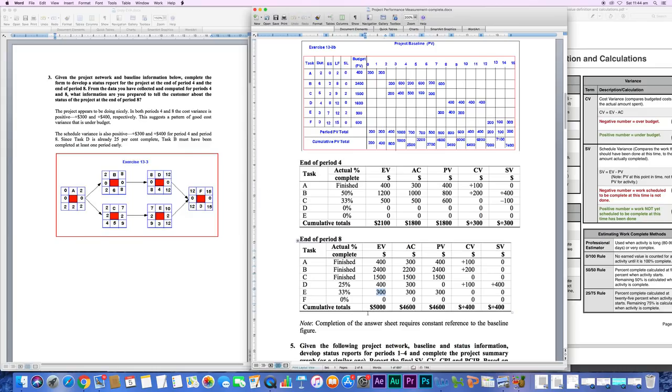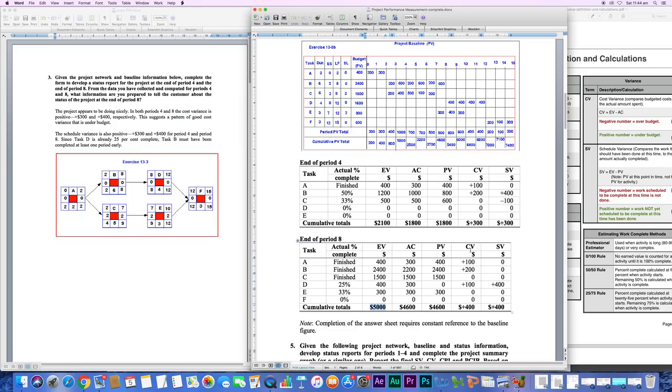We get a total earned value for the period ending 8. For end of period 8, that's 5,000. Actual cost, you just sum it up because that's given to you. You don't calculate that. Planned value in this case it's given. Otherwise you read it from the table, and I'll show that in a second example.